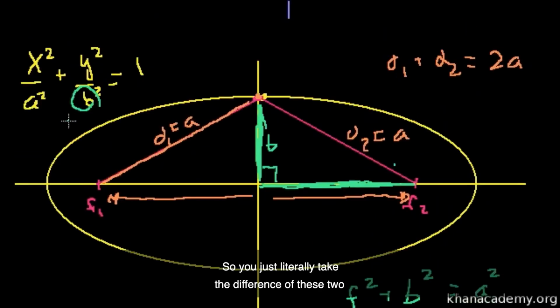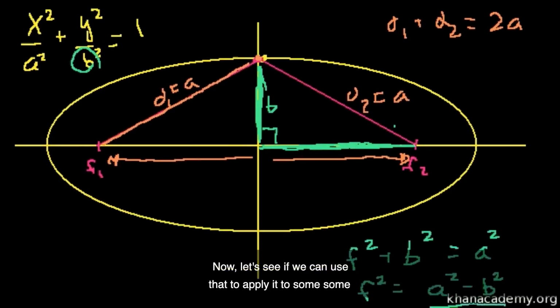So you just literally take the difference of these two numbers, whichever is larger, or whichever is smaller, you subtract from the other one. You take the square root, and that's the focal distance. Now let's see if we can use that to apply it to some real problems where they might ask you, hey, find the focal length or find the coordinates of the focuses.